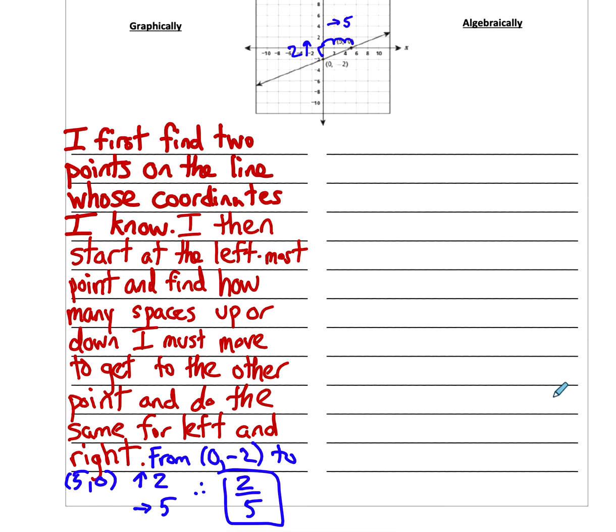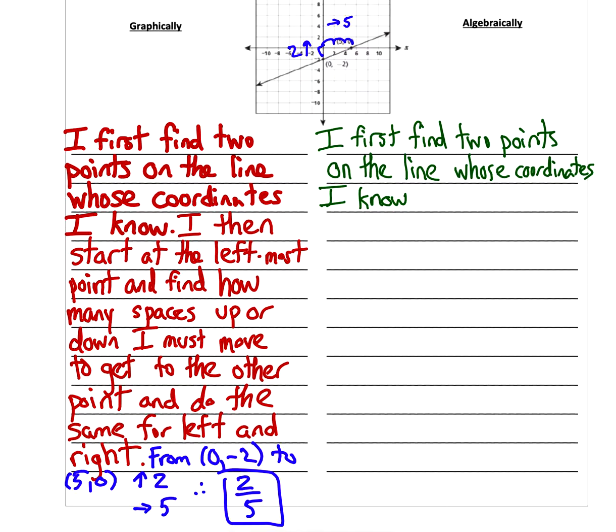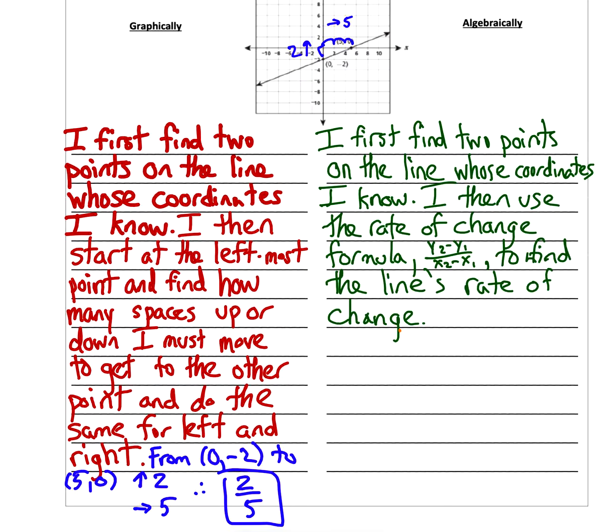But a lot of times we're not going to have a graph, so we also need to make sure we can do this algebraically. So algebraically, find the slope. Very similar first step. We need to have 2 points whose coordinates we know for the slope. So we first want to find 2 points on the line whose coordinates we know. And then we're going to use our slope formula. So then we can use the rate of change formula, which is y2 minus y1 over x2 minus x1, to find the line's rate of change.